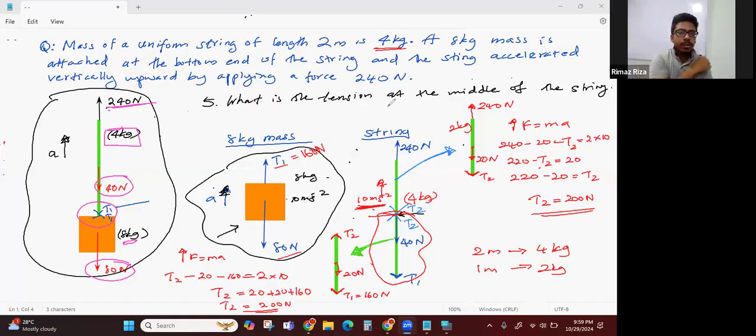Okay, so please write it down. Here also you have to write both methods: method 1, considering the top part of the string, and method 2, applying F equals ma to the bottom part of the string. You have to write both methods because you are learning.